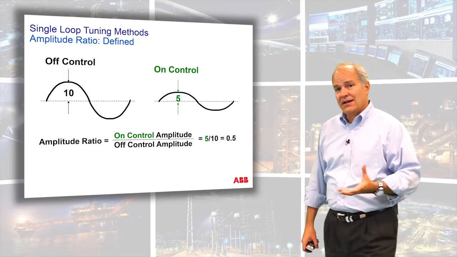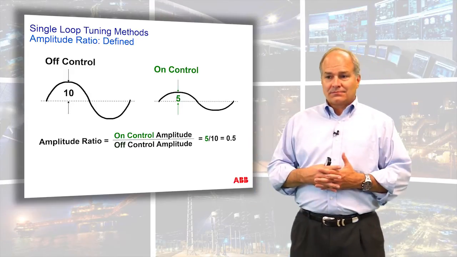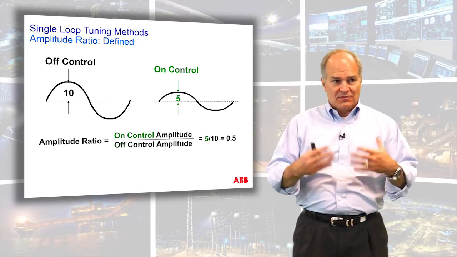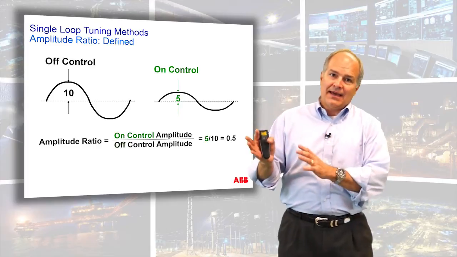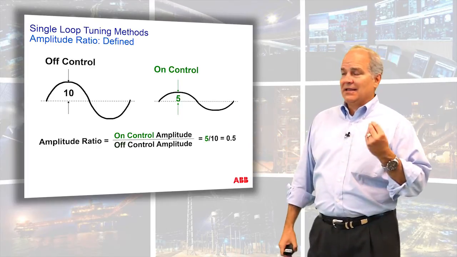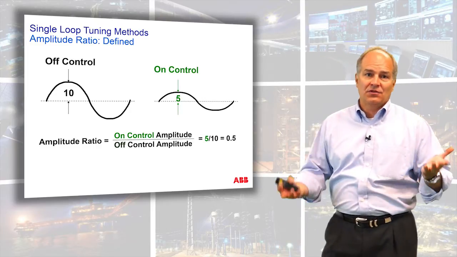Now, let's define some terms. There's a thing called amplitude ratio. This has its roots in Bode plots and the frequency domain, and we're not going to go into that. We'll show you some examples, but the amplitude ratio is a way of measuring the attenuation characteristic of your controller.